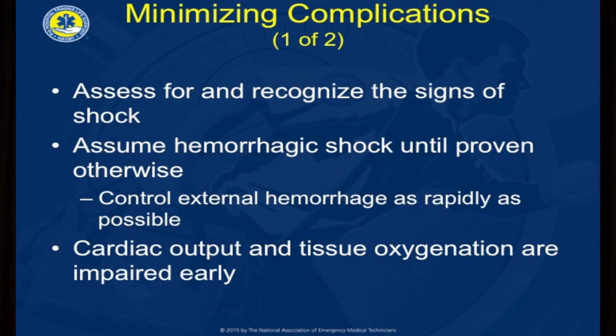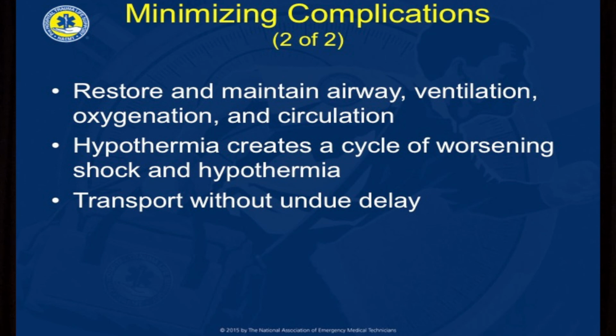All right, so some other things we can do. We talked about the hemorrhagic shock. Make sure that is what you're looking for until proven otherwise. Assume that it's a hemorrhagic issue. External we should see, look for the internal. Cardiac output we want to make sure is good. Tissue oxygenation needs to be supplied because those get impeded early, and so we want to make sure that we help fix those. Restore and maintain the airway, ventilation.